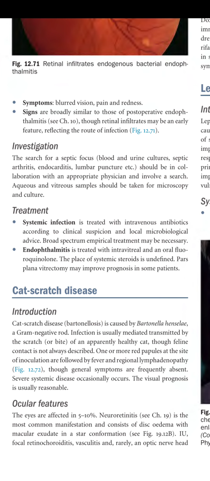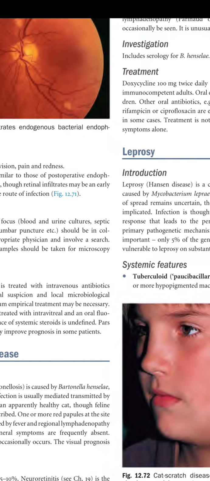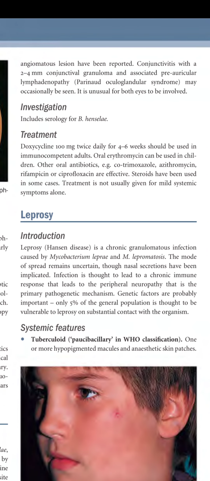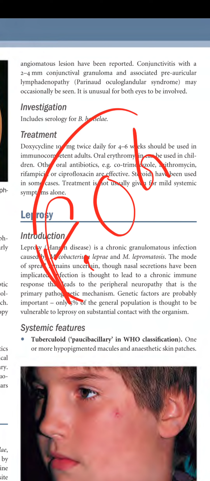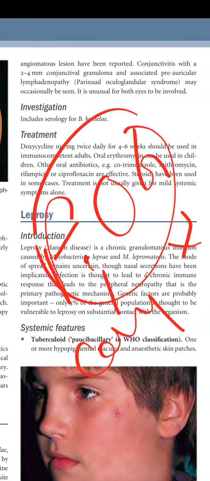Intermediate uveitis, focal retinochoroiditis, vasculitis, and rarely optic nerve head angiomatous lesions have been reported. Conjunctivitis with 2 to 4 conjunctival granulomas and associated preauricular lymphadenopathy. Parinaud oculoglandular syndrome may occasionally be seen. It is unusual for both eyes to be involved. So there is a condition we have studied in conjunctivitis known as Parinaud oculoglandular syndrome, and it is basically a conjunctival granuloma and preauricular lymphadenopathy.